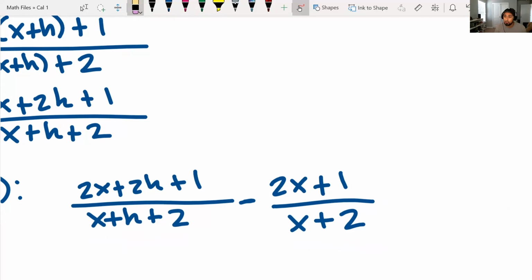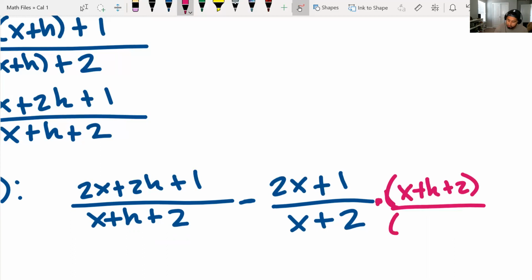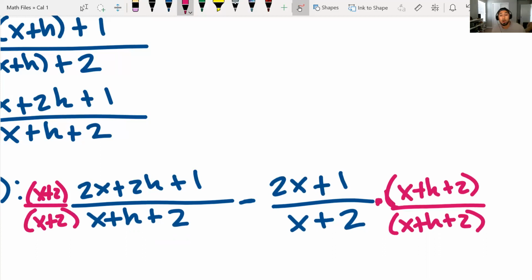So when you have nothing in common, you multiply the fraction on the right by the denominator on the left, and you multiply the fraction on the left by the denominator on the right, which means the right fraction I'll multiply by (x plus h plus 2) over (x plus h plus 2). The fraction on the left I multiply by (x plus 2) over (x plus 2). Okay, and now let's do the math.